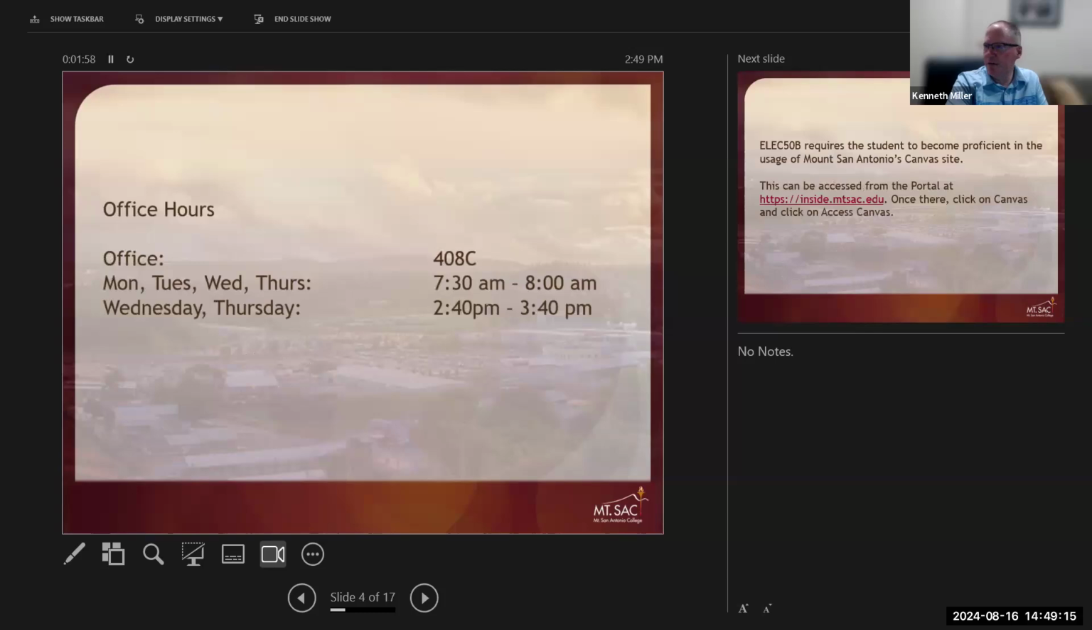My office is in room 408C in building 28B. I am in my office for office hours on Monday, Tuesday, Wednesday, and Thursday from 7:30 a.m. until 8 a.m., when I have a class that starts at 8 a.m. I'm also in my office on Wednesdays and Thursdays from 2:40 p.m. until 3:40 p.m. I am also available on Zoom if you need to meet outside of my office hours, or you want to do it virtually.